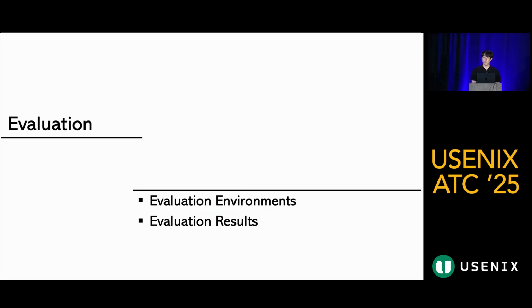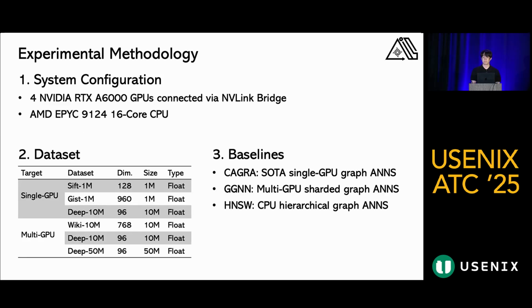Finally, I will share parts of the evaluation on PathWeaver. The main results were obtained using 4 RTX 6000 GPUs connected by NVLink bridge. We evaluate the performance using 6 different datasets with vector dimension ranging from 96 to 960 and dataset size from 1 million to 50 million. We use 3 baselines: Kagra, a state-of-the-art GPU solution, and we extend it to support multi-GPU settings; GGNN, to the best of our knowledge, the only baseline supporting multi-GPU settings; and finally, HNSW, a CPU solution leveraging hierarchical graph.